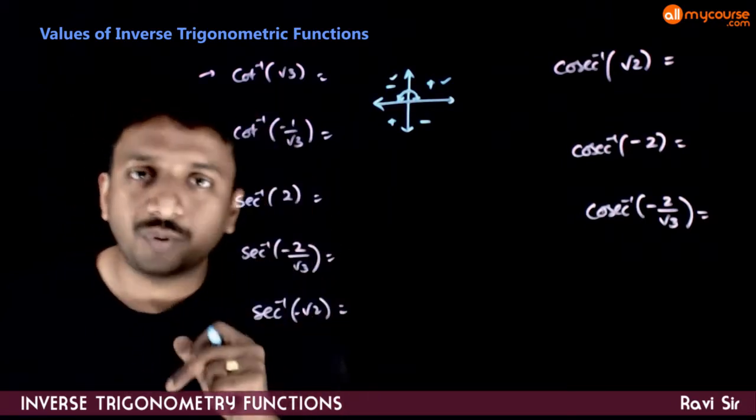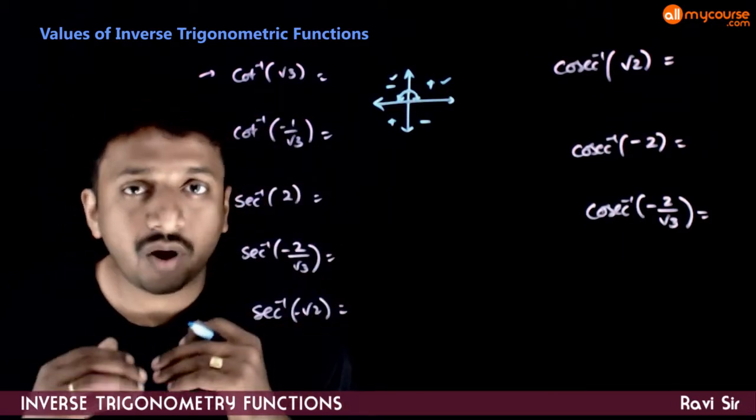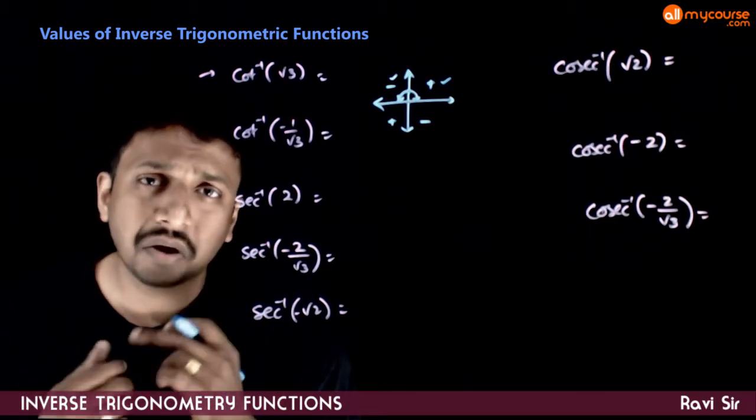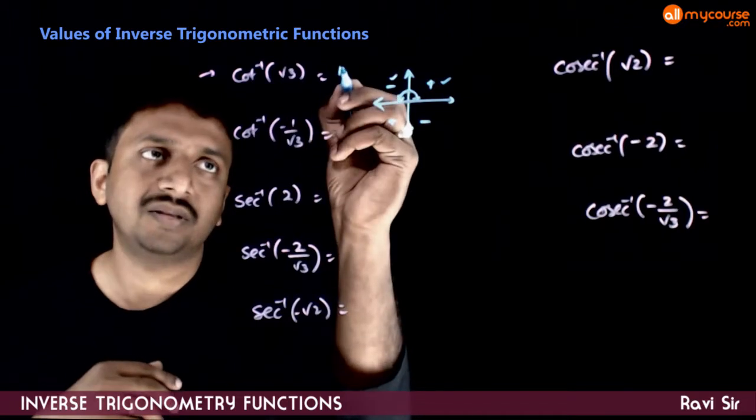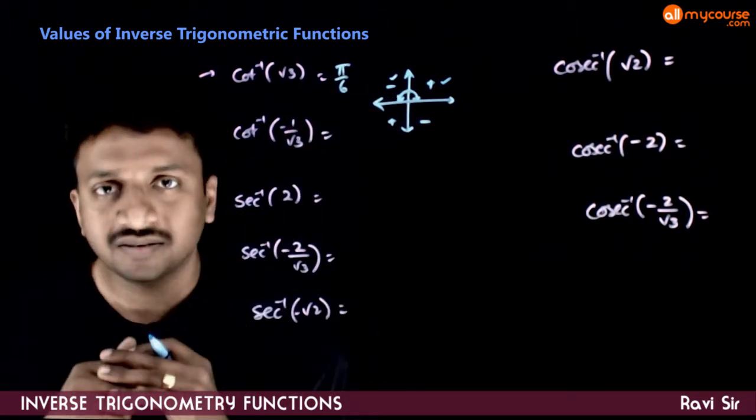So cot inverse of root 3. For what value of theta is cot equal to root 3? Pi by 6. So this answer is pi by 6.